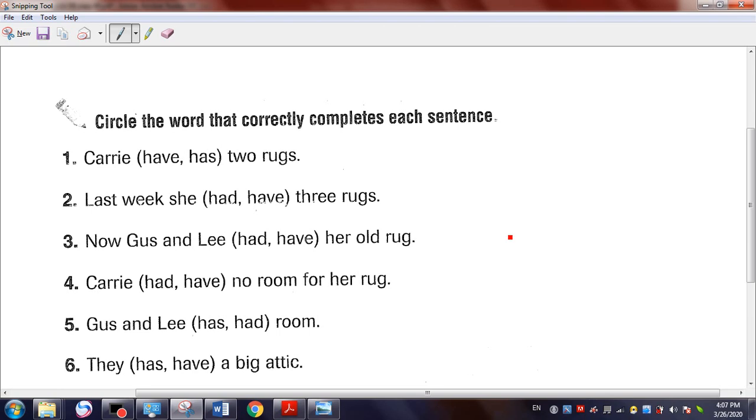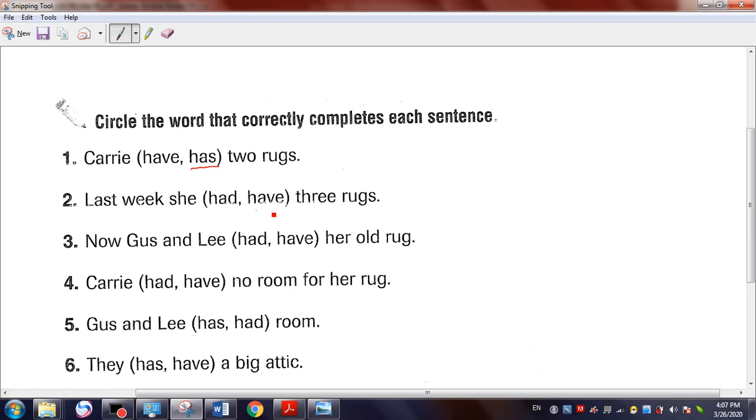Number 1, Carry space 2 rugs. Carry have or Carry has. So Carry is the subject and Carry is just one person. So Carry have 2 rugs or Carry has 2 rugs. Carry has. Well done.